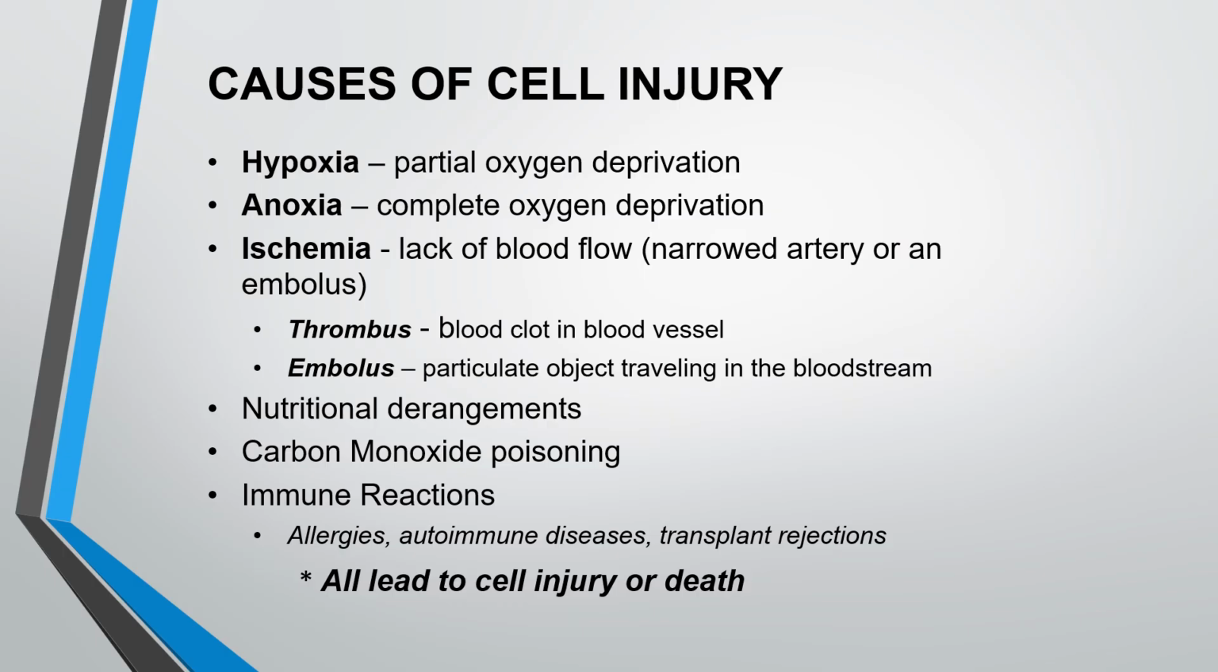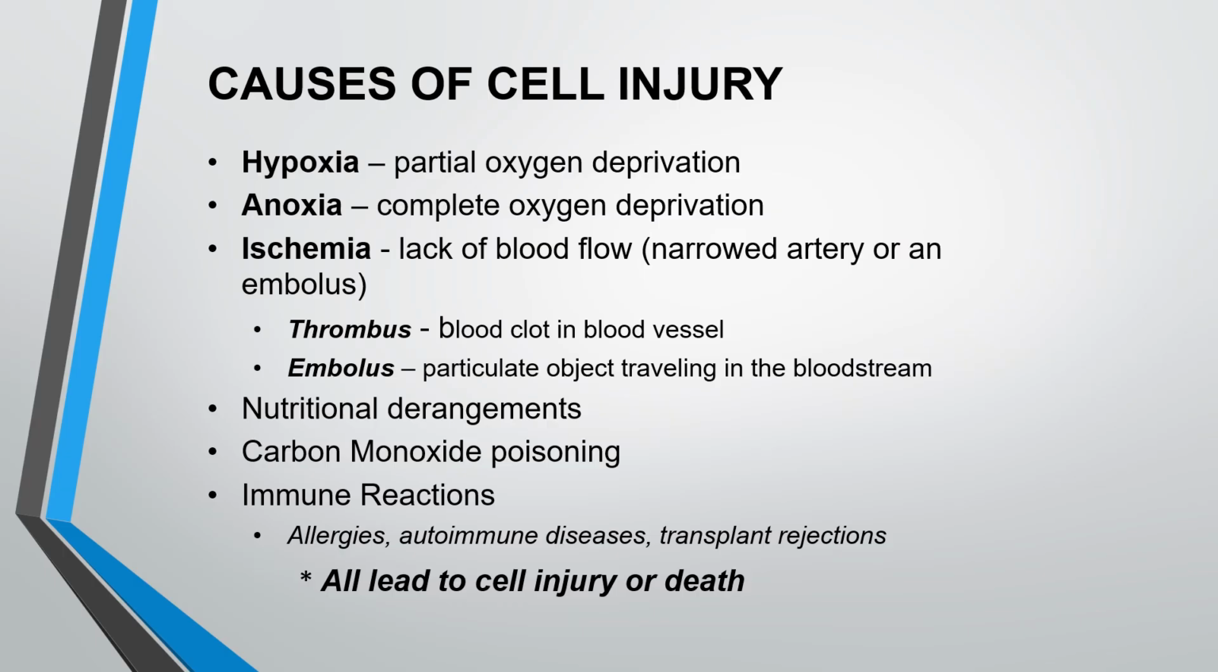This slide answers the question, what actually hurts? First up, oxygen problems, which are huge in pathology. Hypoxia is not enough oxygen. Anoxia is no oxygen. Ischemia is no blood flow, which is worse than hypoxia because nutrients and oxygen are both gone. And then ischemia usually comes with friends, like thrombus, which is a clot that stays put, or an embolus, which is a traveler that blocks something downstream.